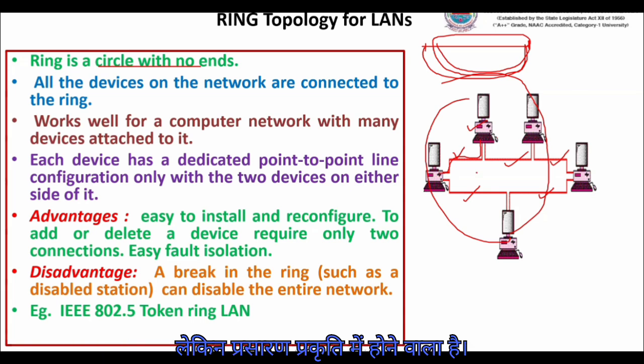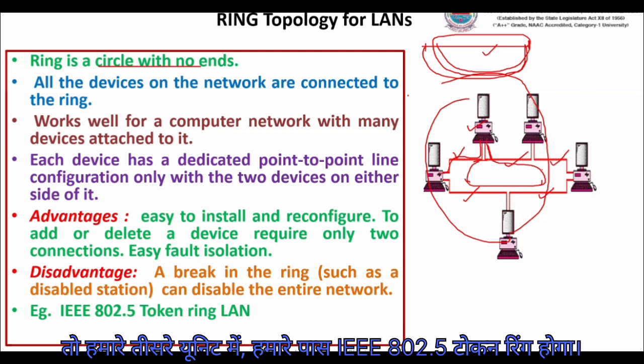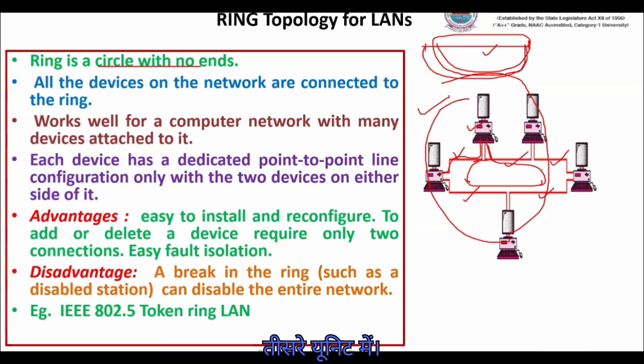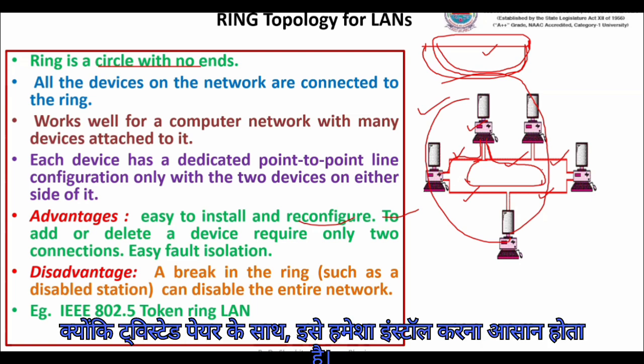However, a wider local area network can be established, but transmission is going to be broadcast in nature. If one transmits, the whole transmission will go through the complete network. पूरी ring पर पूरा transmission जाएगा जैसे बस में जा रहा है. So it is broadcast in nature. So in our third unit, we will have the IEEE 802.5 token ring LAN. I will talk about the practical implementation of this in the third unit. So again, advantages and disadvantages are nearly the same. Easy to install and reconfigure.